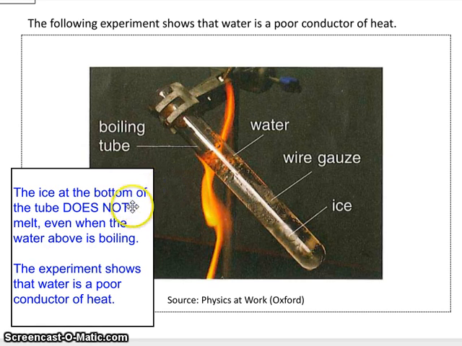The ice at the bottom does not melt even when the water above is boiling, because the heat does not conduct to the bottom of the tube very well. Heat does not conduct very well, and that's why the ice does not melt. The experiment shows that water is a poor conductor of heat.